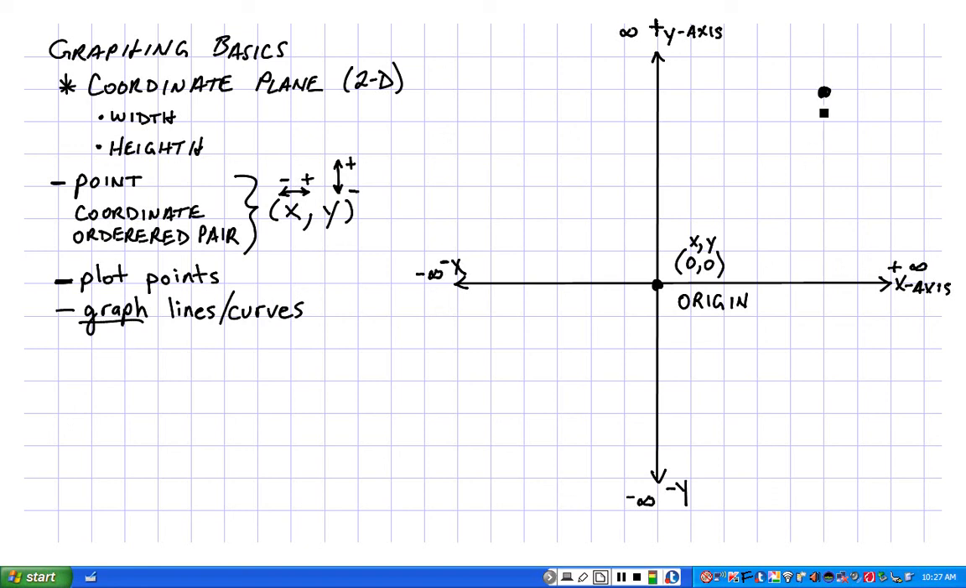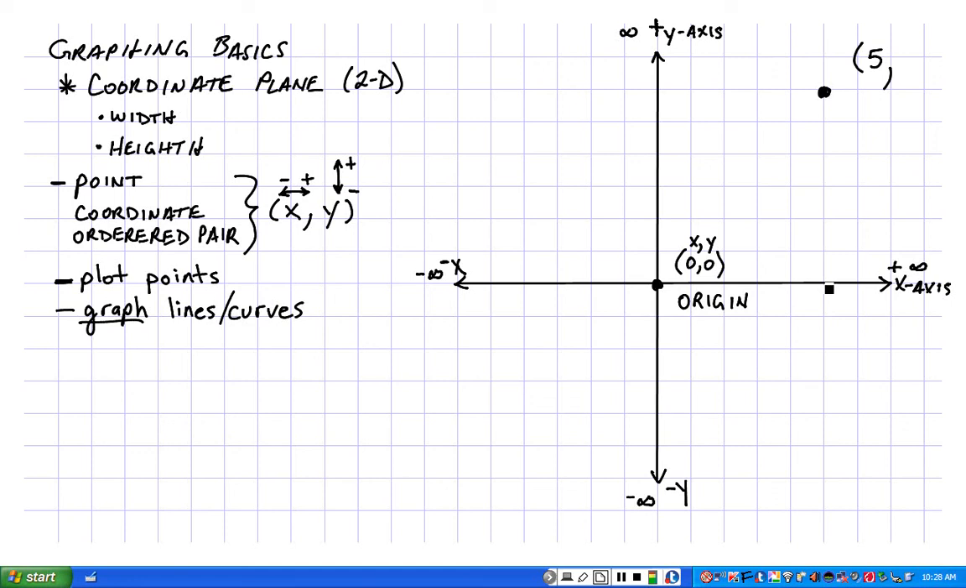Okay, so if I'm trying to identify this point, I'm going to count from the origin, right 1, right 2, right 3, right 4, right 5. Because I went to the right 5, it's a positive 5. My x is a positive 5, and that puts me right here. So again, at the origin, right 1, right 2, right 3, right 4, right 5.